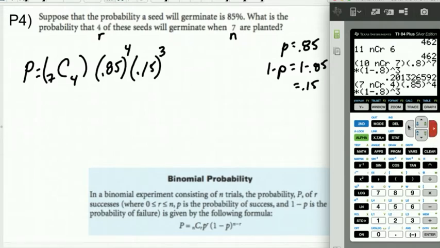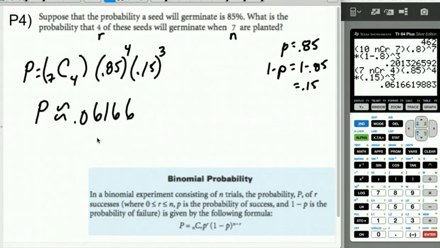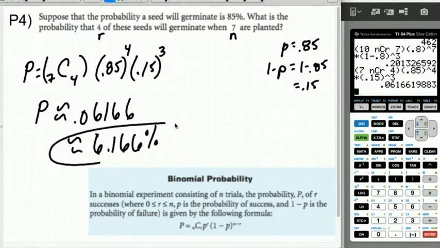And then I can either do 1 minus 0.85, or I could just make it a 0.15 since I already did the math on that, right? And that would be to the 3rd. And there you go. So my probability is approximately a 0.06166, right? Which would be a 6.166% approximately. Okay, so that's the likelihood that I have 4 successes out of those 7.